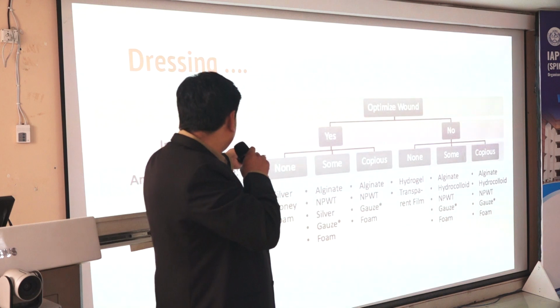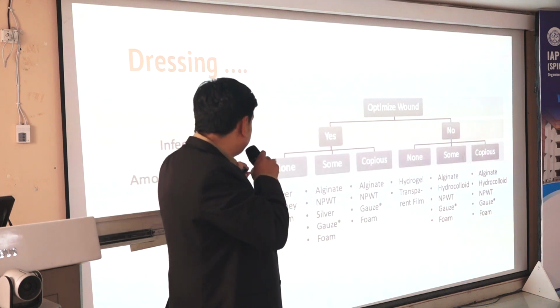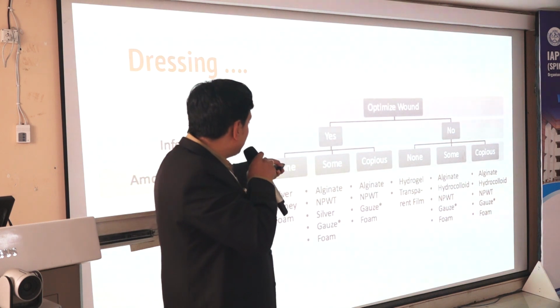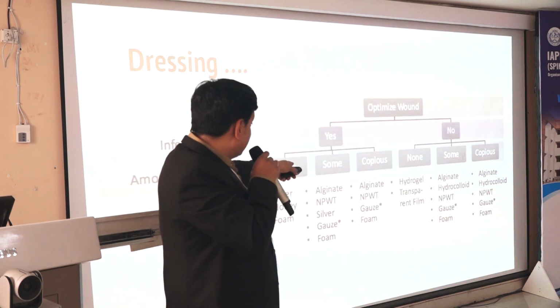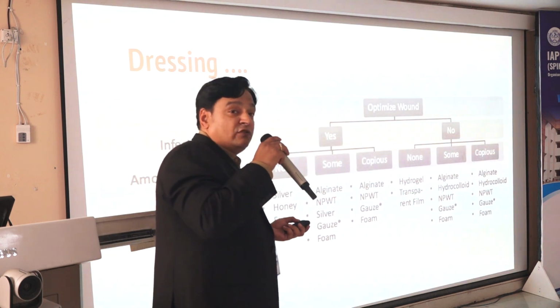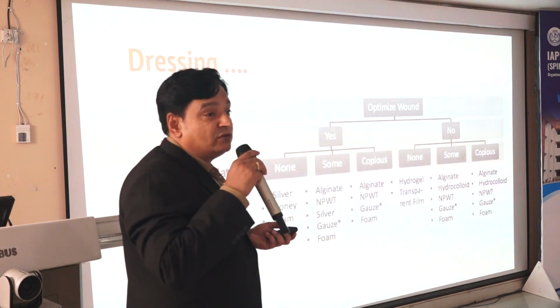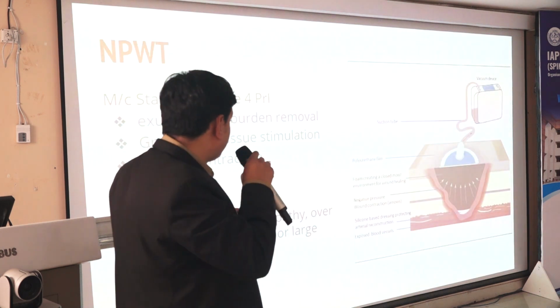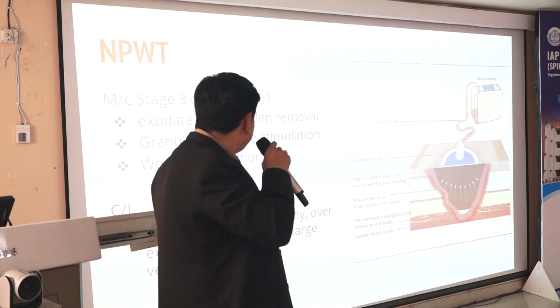If the amount of exudate is very low, then use silver, honey, and foam. If some exudate is there, then these things will be used, and if copious, NPWT is very important in those cases. And you have to look for that. Those should not be very close to larger arteries, and some kind of, say, coagulopathy should not be there.